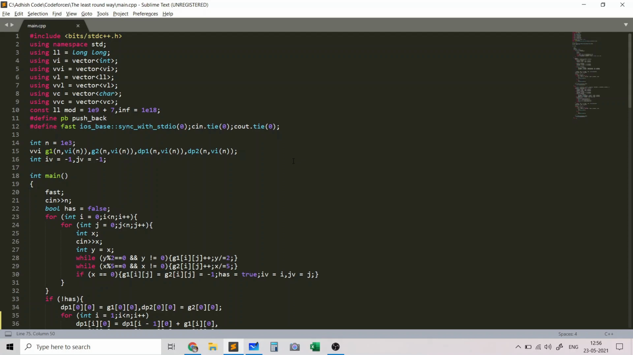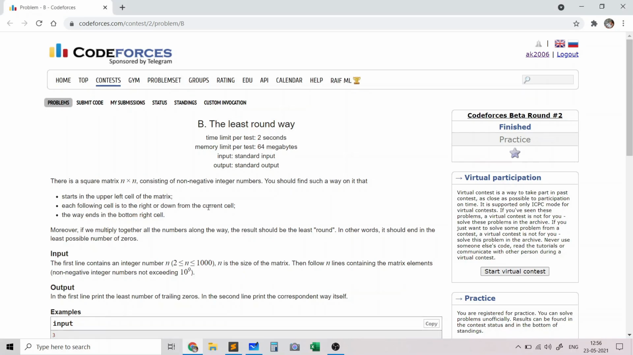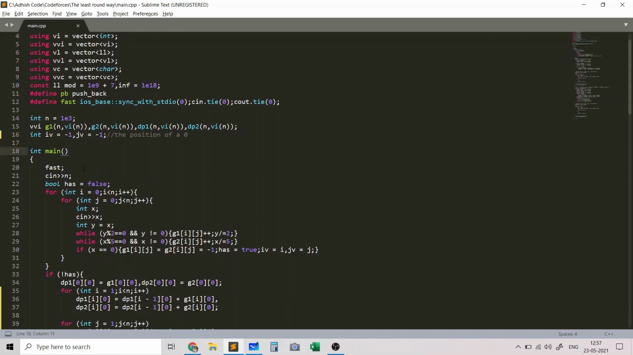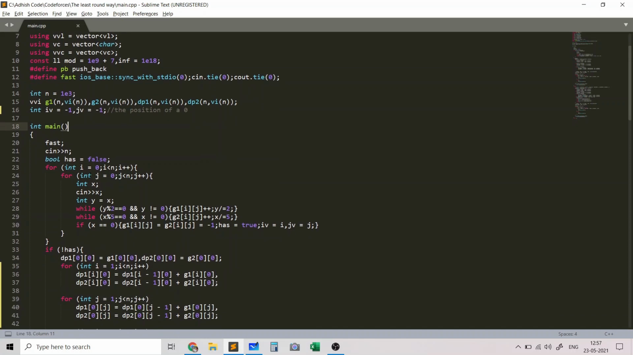So in the code, first I take the graph G. I've actually declared a global variable because the maximum size of n is up to 1000, and there are two grids, G1 and G2, and there are two dp values, dp1 and dp2, and this is the position of a 0, iv and jv. So first I take in the grid by looping over 0 to n-1 for each possible position.